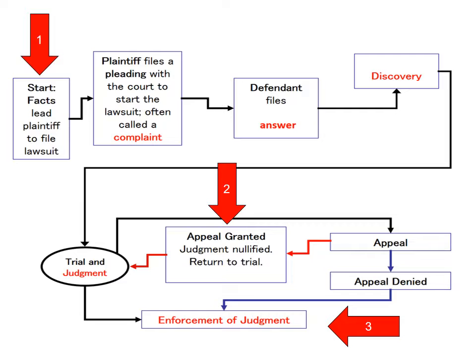Look at number 2 in the diagram. At number 2, the appeal has been granted. Notice what happens. If the appeal is granted, then the matter goes back to the trial court.